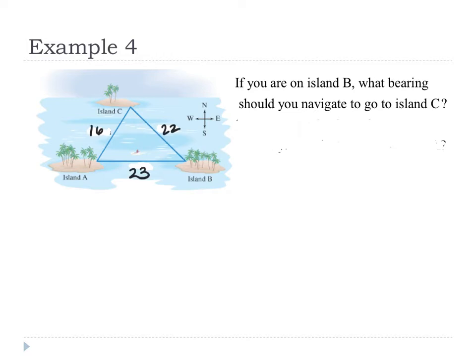All right, so this one says, if you're on island B, what bearing should you navigate to go to island C? So if we're starting at B and we want to go to C, the first thing we have to figure out is direction, north or south, and then east or west. Because I'm starting at B and I want to go to island C, that would bring me north, right? And then I want to turn left, which means west.